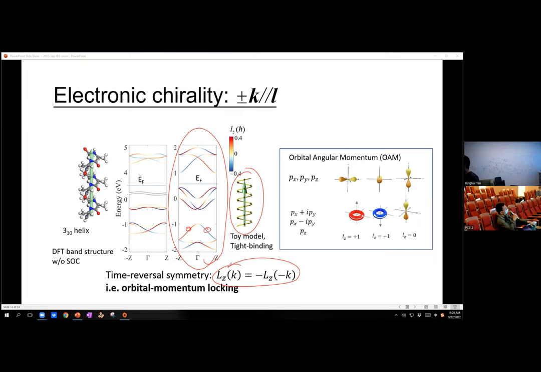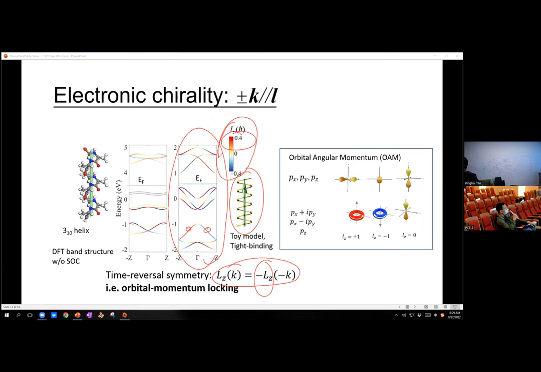I guess what is the generic magnitude of LZ? LZ is not a quantized number. I understand, but what is the generic magnitude? Let's see, for example, this model about 0.4, 0.2, like the color bar I put here. That depends on the system. Yeah, like in the order of 30-50%, but depends on the model detail.